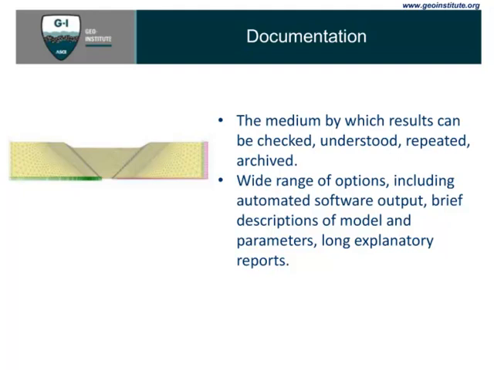Documentation is really important in numerical modeling and engineering in general. It's often the means by which the results are checked. Another engineer reviews what was done, what parameters were assumed, how they ran the model, and whether the results make sense. It's also how other engineers and parties understand what was done, what was assumed, and what the results are, so that we can coordinate and work with other engineers on large projects.